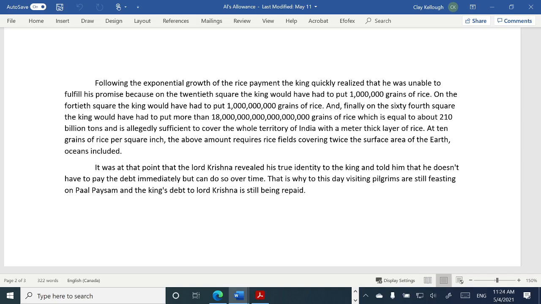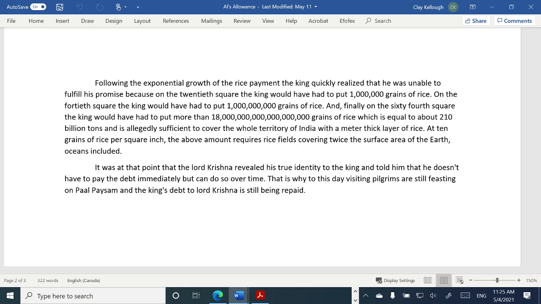It was at that point that the visitor, the sage, revealed himself to be Lord Krishna, who apparently, that was one of his things. He would just wander around in disguise, and nobody noticed he was blue again. He revealed his true identity to the king and told him that he doesn't have to pay the debt immediately, but can do so over time.